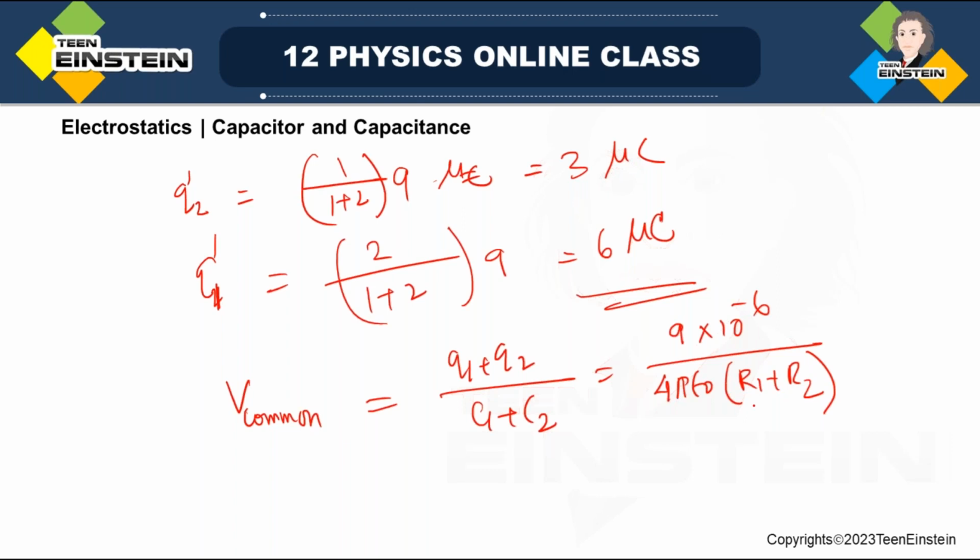If we put in the values of R1 and R2 and this value also, we'll get 5.4 into 10 to the power 5 volt.